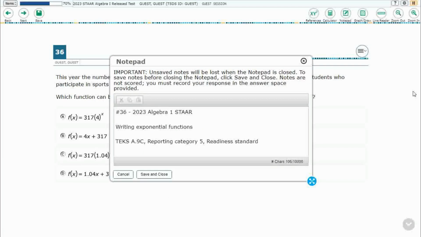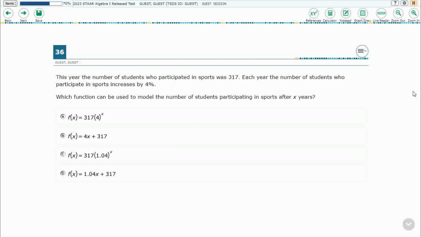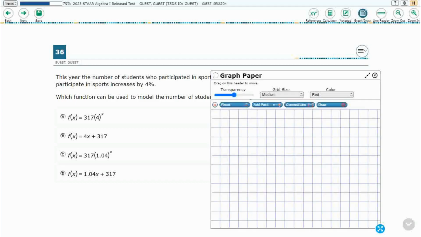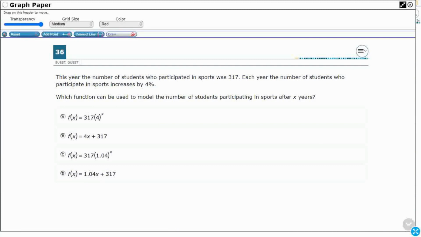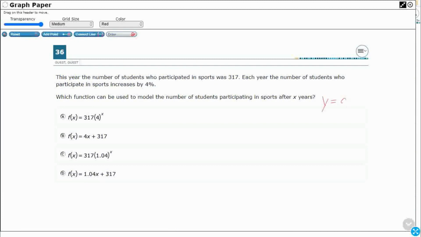So for number 36, we are writing exponential functions. TEKS 8.9c. This is a readiness standard in reporting category 5. So we've got this word problem here, this verbal description, and we just need to turn it into an exponential function. Now, remember, exponential functions follow this format right here, and it's not on your reference materials.